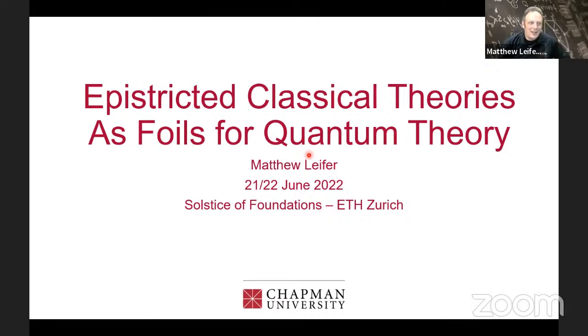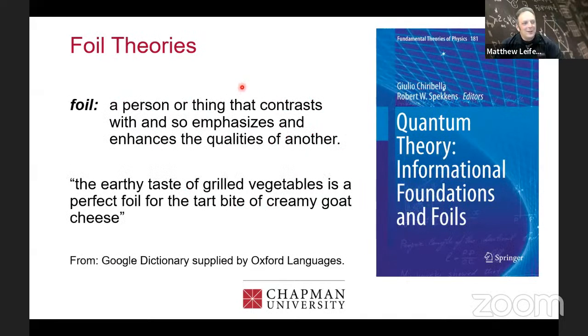So what I'm going to talk about today is epistricted classical theories as foils for quantum theory. But let's start by talking about this word foil as it appears here. The idea of foils for quantum theory, we were starting to talk about these kinds of things in the early 2000s, and then there was a book published several years ago about this topic.